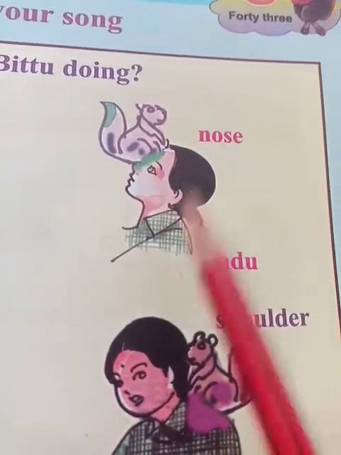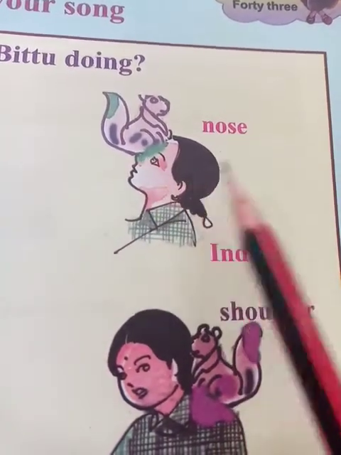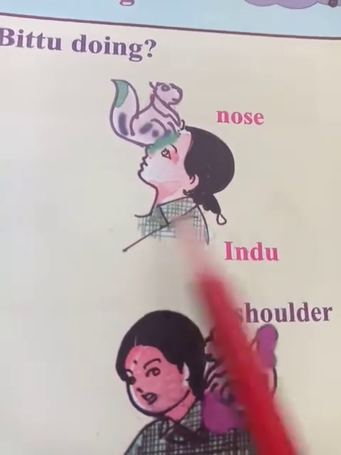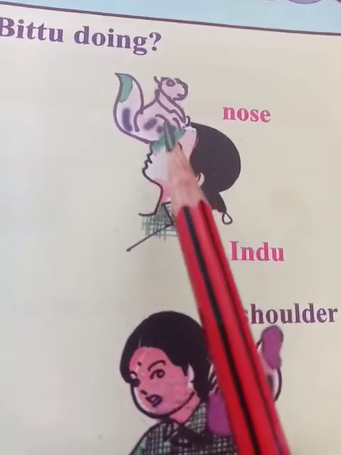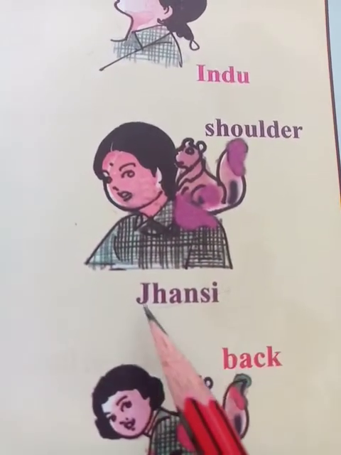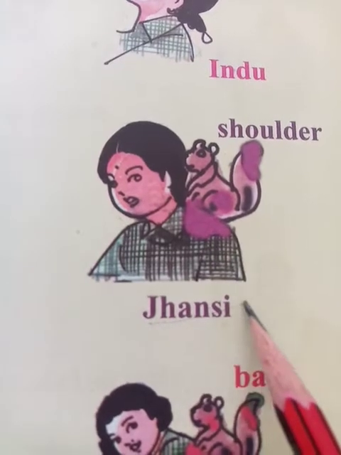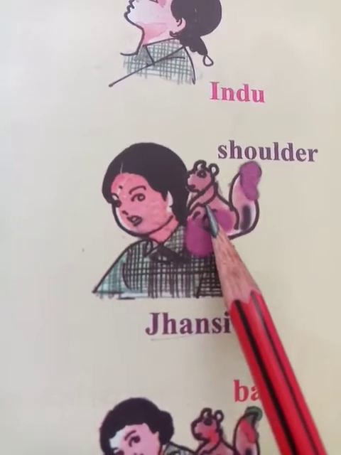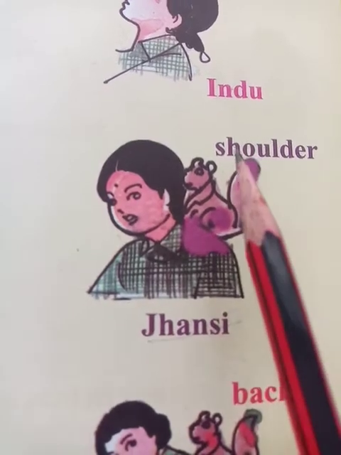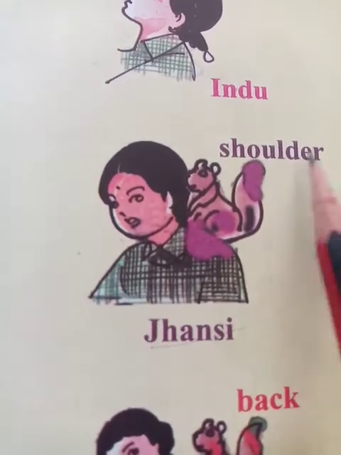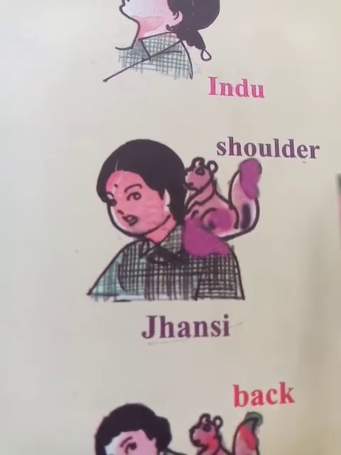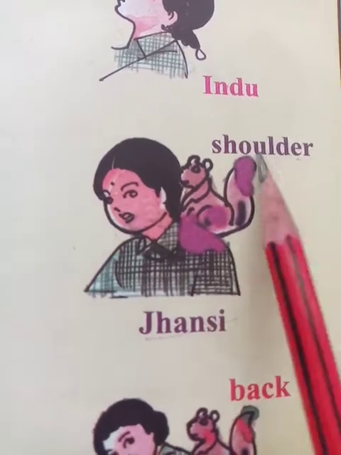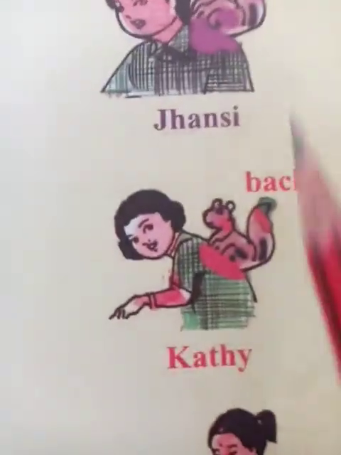What is Bittu doing in the first picture? It is sitting on a nose, right? Whose nose? What is this girl's name? Indu. Where is Bittu sitting? Yes, it is sitting on Indu's nose. Here, what is her name? Jansi. J-H-A-N-S-I, Jansi. So Bittu is sitting on Jansi's shoulder. Shoulder, you know, this is shoulder. Shoulder spelling? S-H-O-U-L-D-E-R, shoulder. Okay. Next.